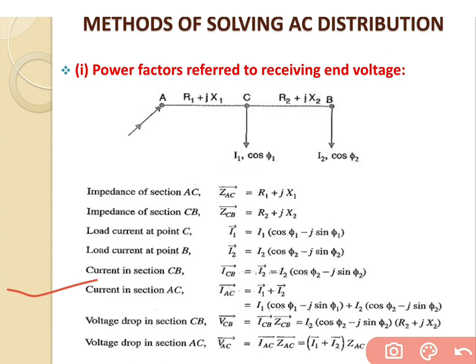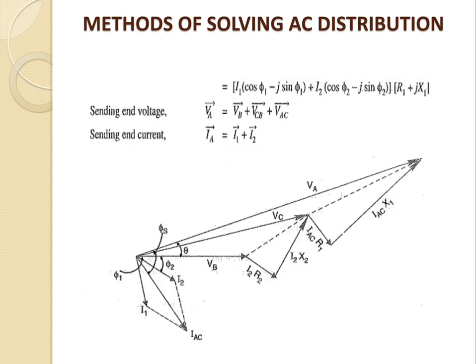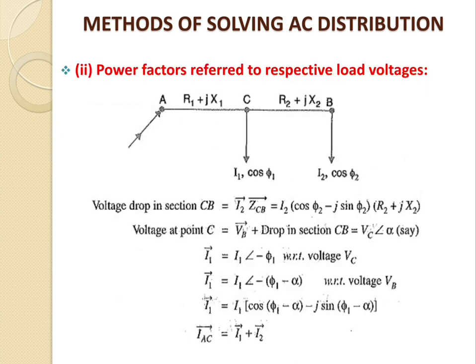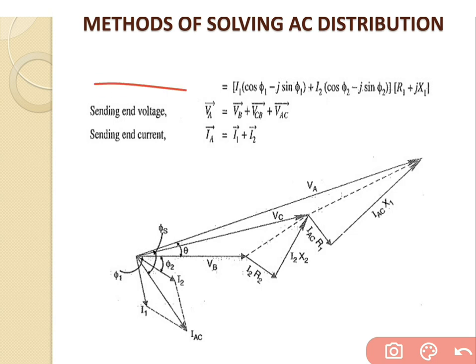Now go for the further procedure. Voltage drop in the section AC. So VAC is equal to IAC into ZAC, then IAC is equal to I1 plus I2, and ZAC is as it is. Now in that equation just put the value of I1 and I2, then the equation becomes I1 in the bracket (cos phi 1 minus j sin phi 1) plus I2 (cos phi 2 minus j sin phi 2) into (R1 plus jX1). That is the voltage drop across the AC section.